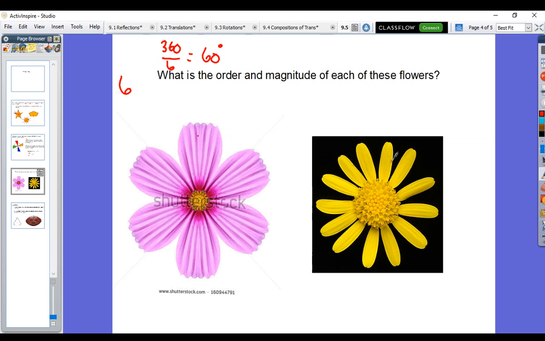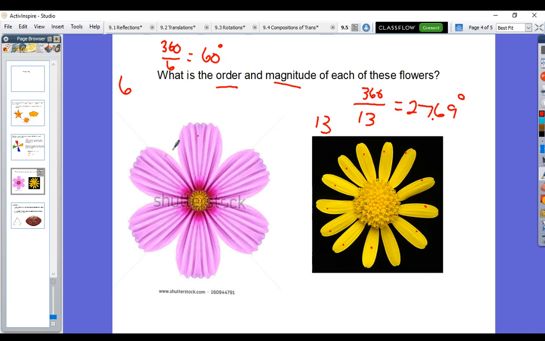Let's look at this one. Assuming these are all spread evenly. These are not on here, but let's assume they are. So it's 1, 2, 3, 4, 5, 6, 7, 8, 9, 10, 11, 12, 13. 13 petals, so it has an order of 13 more than likely. And to figure out the magnitude, the same thing: take 360 divided by 13. What do we get? If you have a decimal number, 360 divided by 13 gets 27.69. That's roughly the degrees of magnitude, and that's okay. So that is order and magnitude.